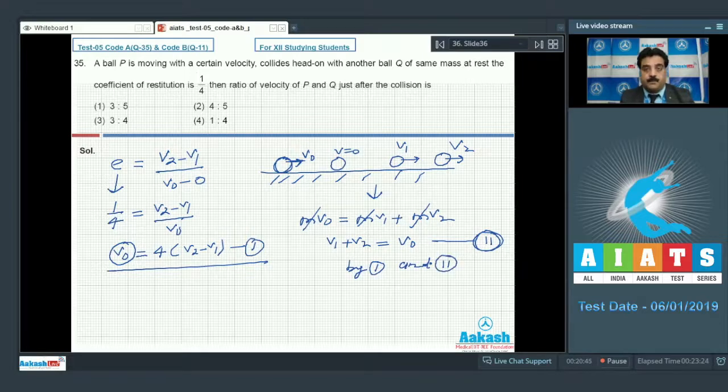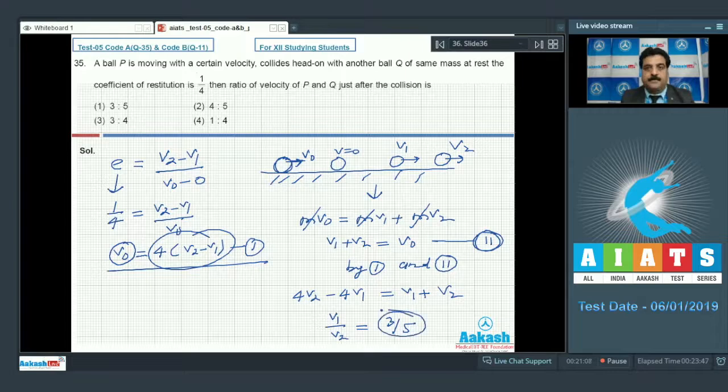Now I am going to compare equations 1 and 2. So we'll write 4 times v2 minus v1, that is equal to v1 plus v2. When you rearrange v1 on one side and v2 on the other side and solve, you will get v1 upon v2 equal to 3 upon 5. So this is our required ratio. So I can say my option number 1 will be the right choice. So let's move on to question number 36.